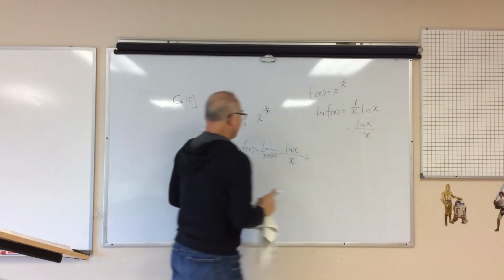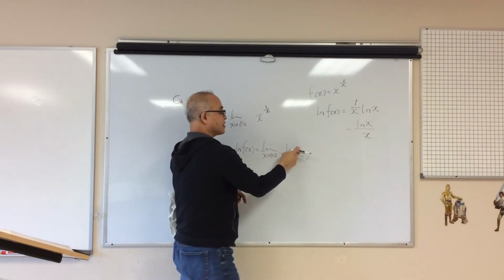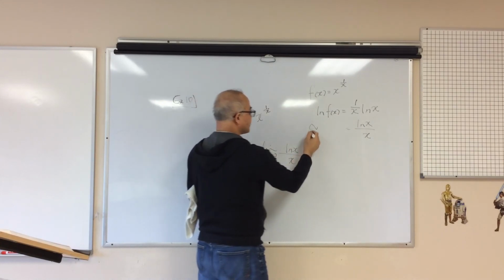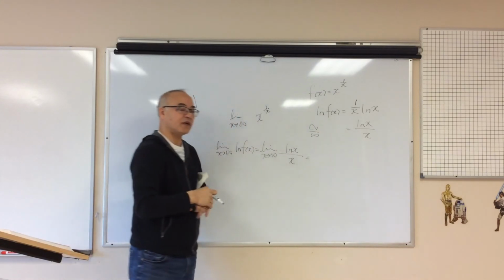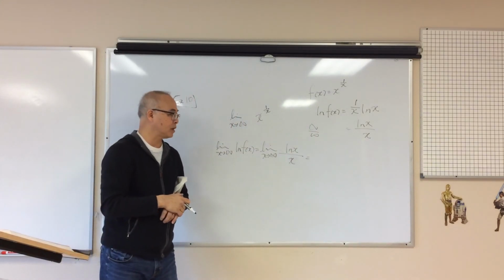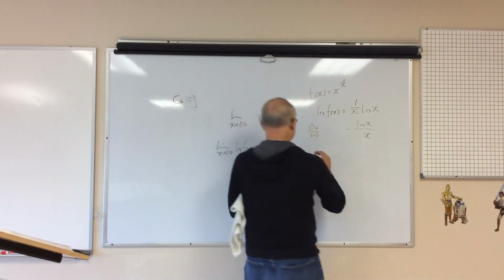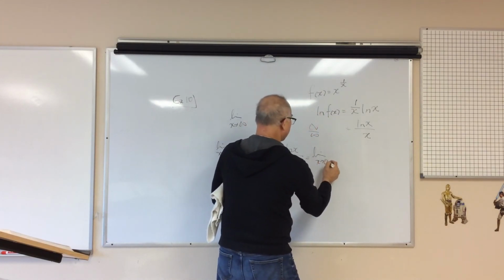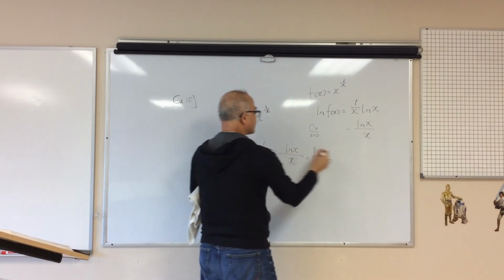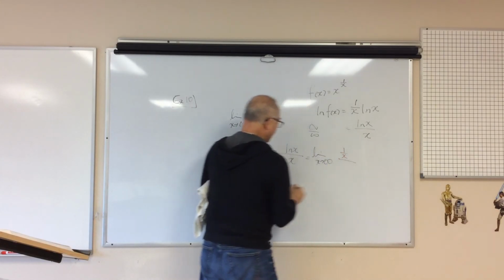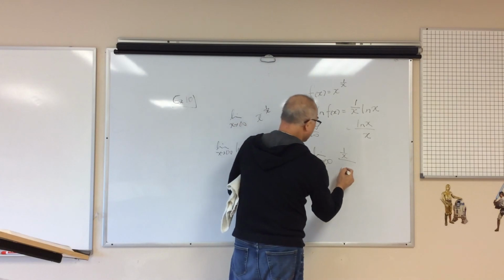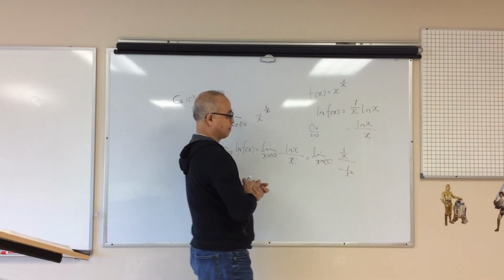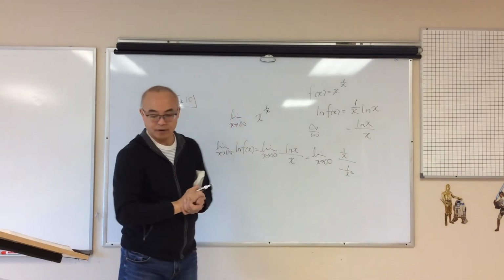Okay, what do I get here? As x goes to infinity, the top one goes to infinity. As this one goes to infinity, obviously it's going to go to infinity. So we get infinity over infinity, so we can use L'Hopital's rule here. Let's go ahead and take the derivative of the top and the bottom. I take the derivative of this, I get 1 over x. I take the derivative of the bottom, I get 1.